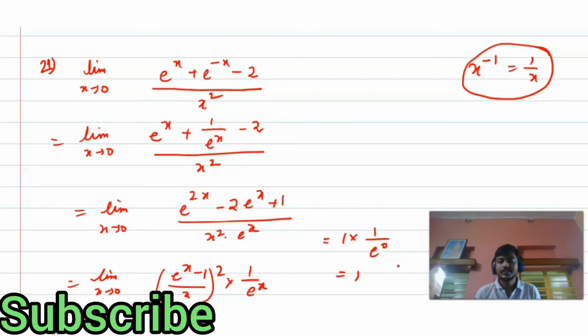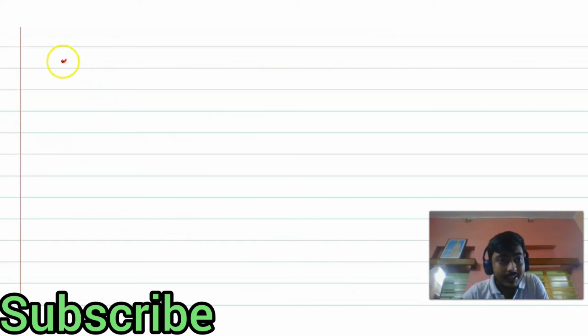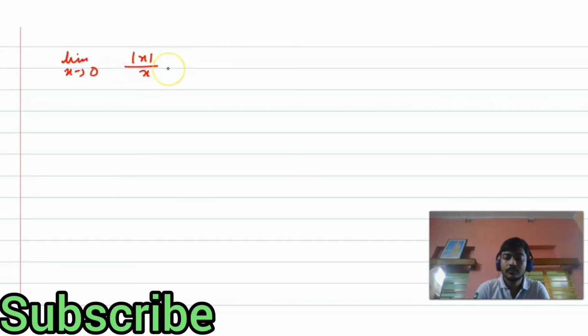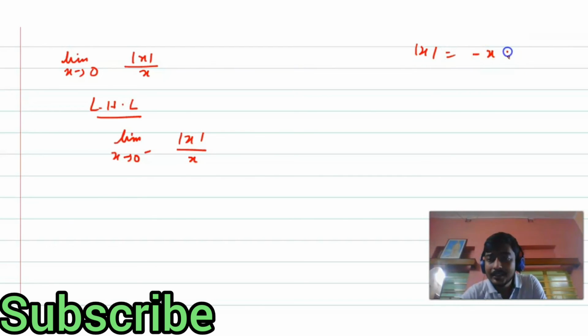Now we discuss whether a limit exists or not. It is a very important part. So we take an example: limit x tends to 0 of mod x by x. What is the value? If we take the left hand limit, that means limit x tends to 0 minus of mod x by x. We have to know that mod x is minus x when x is less than 0 and plus x when x is greater than or equal to 0.